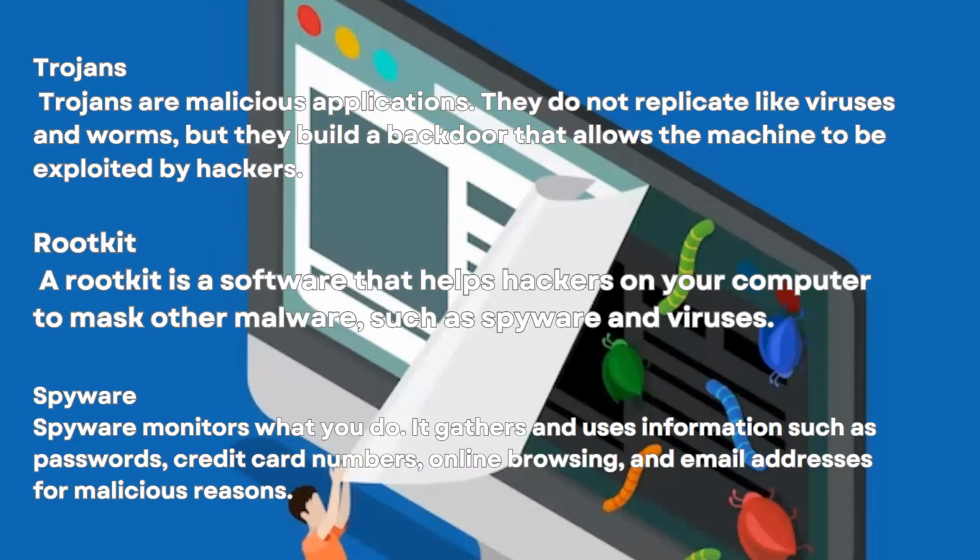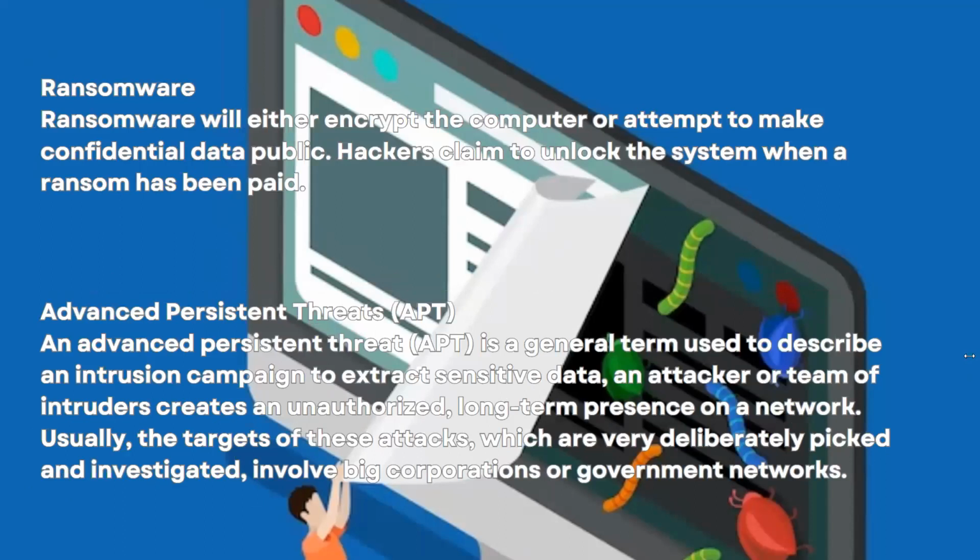Spyware acts like a spy and monitors the things we do. It gathers our information like passwords, emails, online browsing, etc. Ransomware. This is malicious software that encrypts our data, and hackers claim to unlock the data when a ransom has been paid.